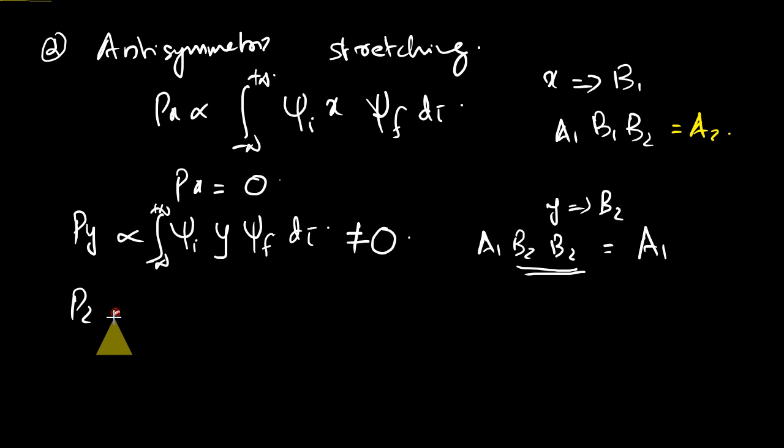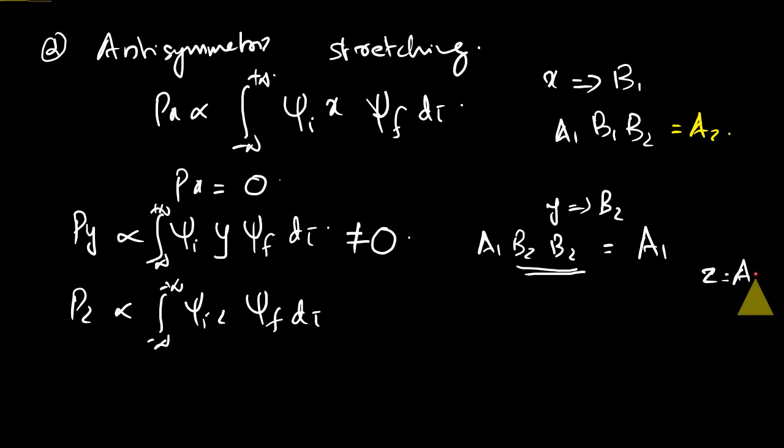And what about Pz? Pz is proportional to the integral from minus infinity to plus infinity of psi I z psi f d tau. And what are the symmetries corresponding to that? Z transforms as A1. So the direct product of psi I (A1), z (A1) and psi f (B2) is B2. That is not totally symmetric.